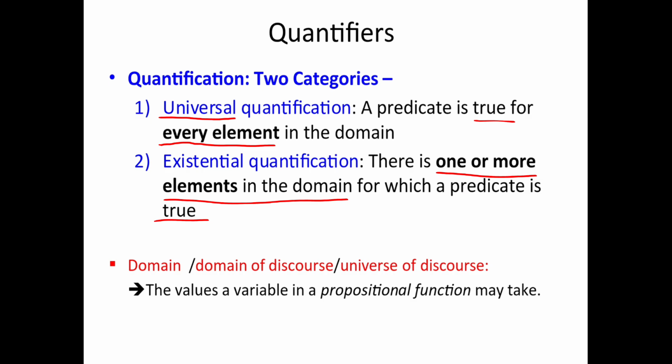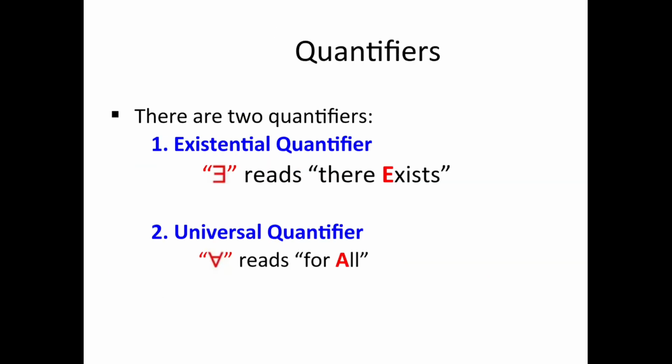So again, from the word universal, it means that every element in the domain should be present. So it must be present for it to become true. And then in the existential, there should be one or more elements in the domain for which a predicate can be true.